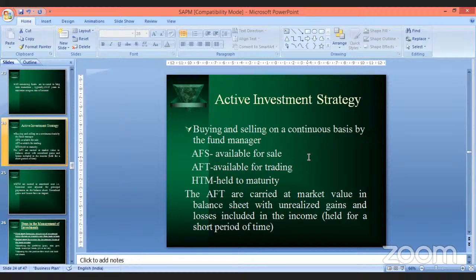AFS stands for available for sale. AFT stands for available for trading. HTM stands for held to maturity. I have already written in this slide. Is it visible to you? Yes, sir. Now it is visible.